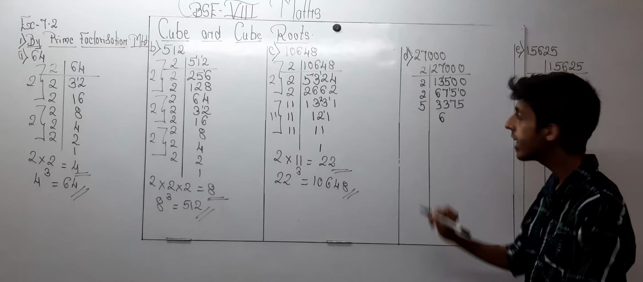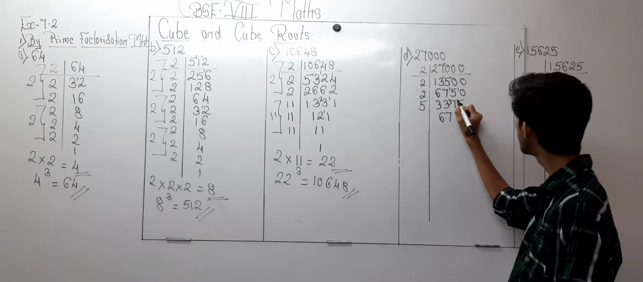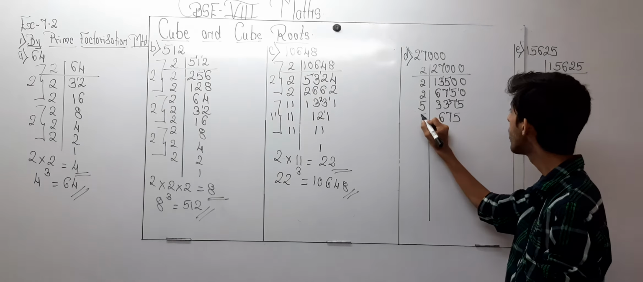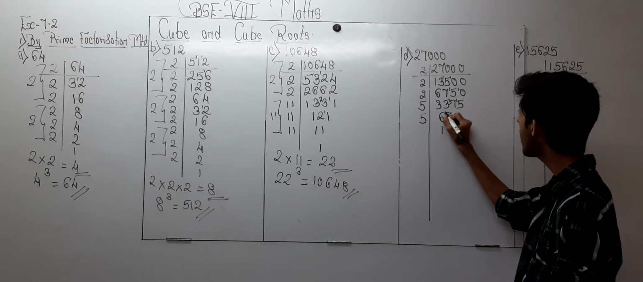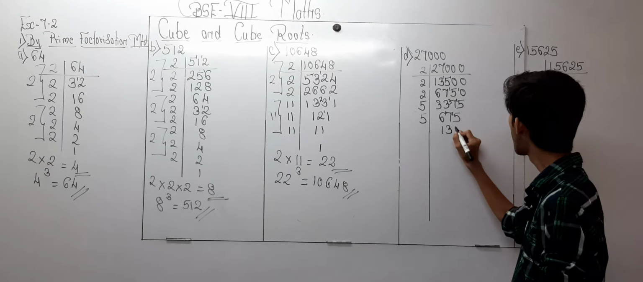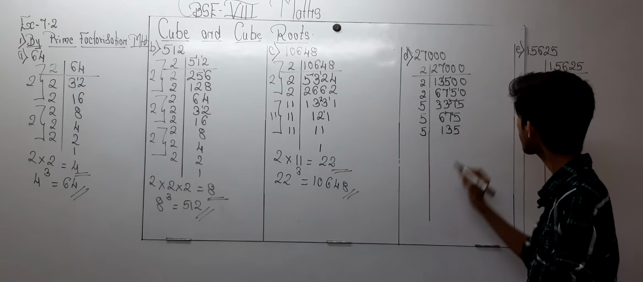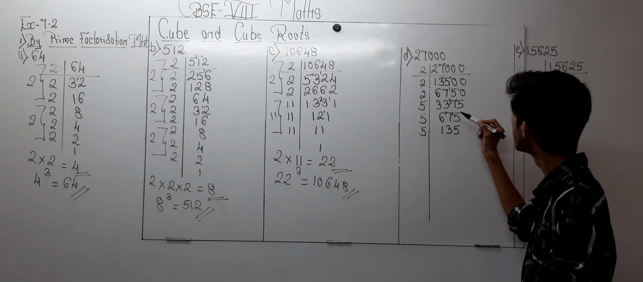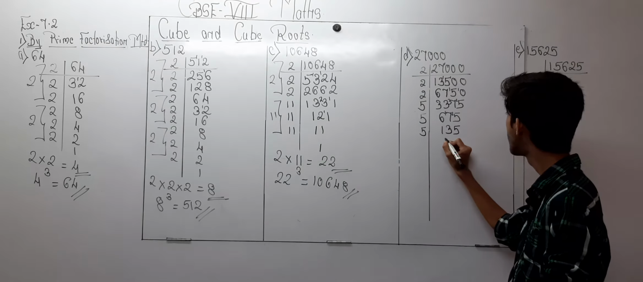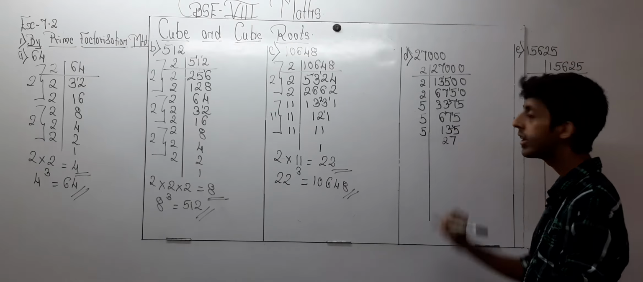5 6s are 30, 3 is remaining. 5 7s are 35, 2 is remaining. 5 5s are 25. Again 5 1s are 5, 1 is remaining, 5 3s are 15, 2 and 5 5s are 25. Now again we use the table of 5. 5 2s are 10, 3 is remaining, 5 7s are 35.